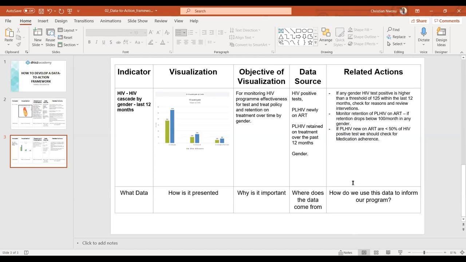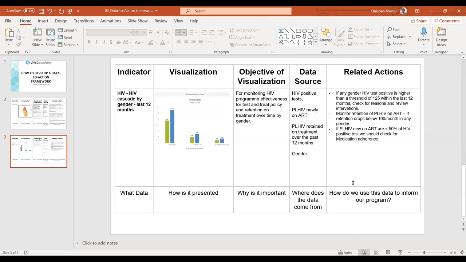And then as the third action point, you mentioned PLHIV new on ART less than 50%. So this less than 50% value, can you interpret it from this chart? Because what I mostly see is the y-axis is data elements, right? The raw values. So where is the 50%?